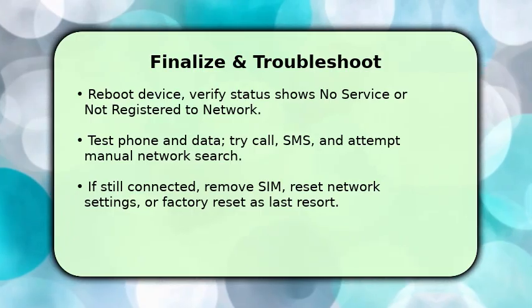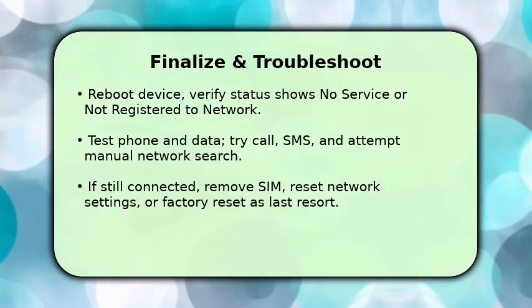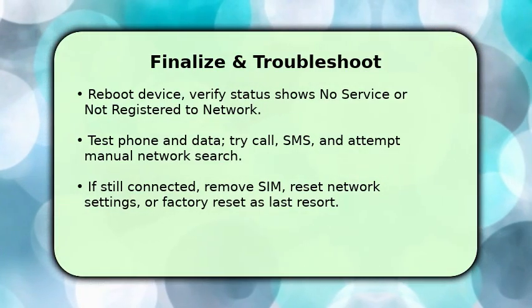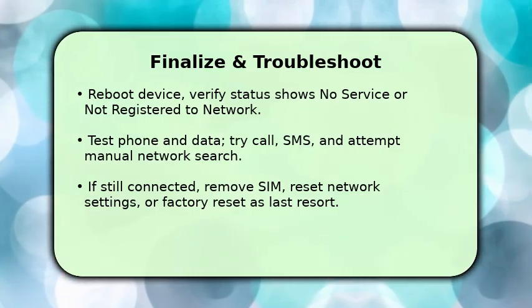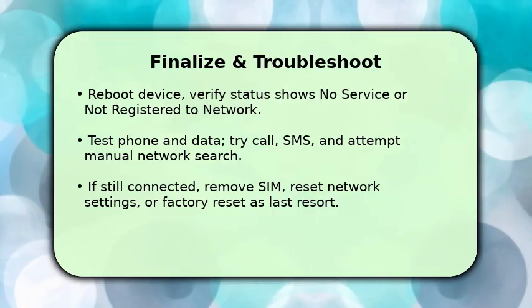If the network persists, remove the SIM and retest, then reset network settings. As a final troubleshooting step, you can restore backed-up APN values or perform a factory reset only if absolutely necessary.